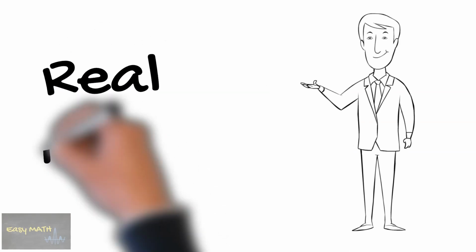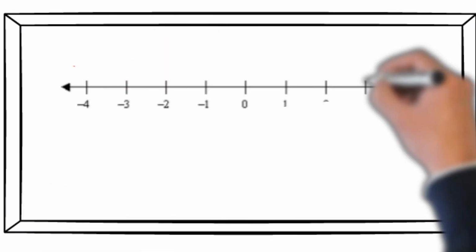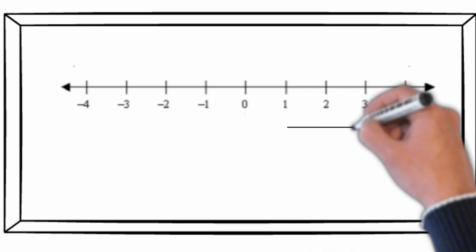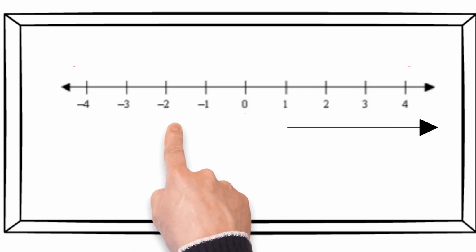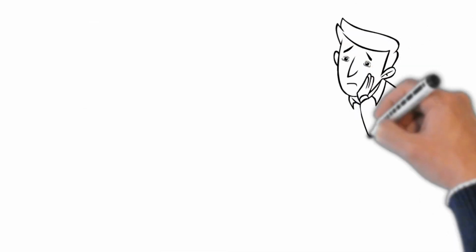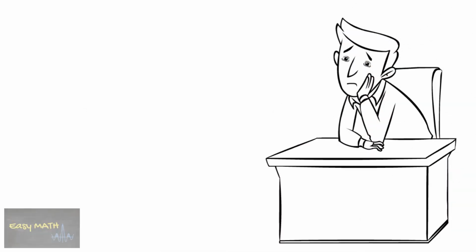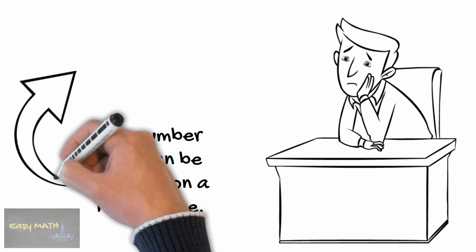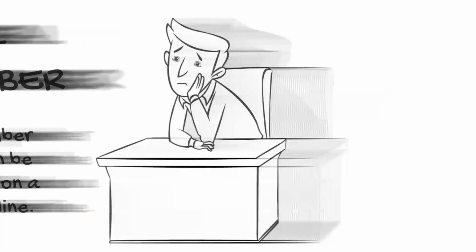In this video, we will be talking about real numbers. To know what real numbers are, all you need to understand is a number line. Positive numbers to the right of 0 and negative numbers to the left of 0. You will hear various complicated definitions of real numbers, but here is the simplest one. Any number that can be plotted on a number line is called a real number.